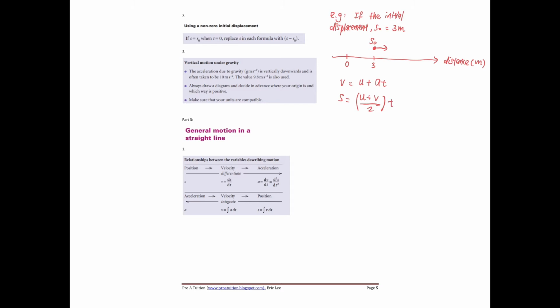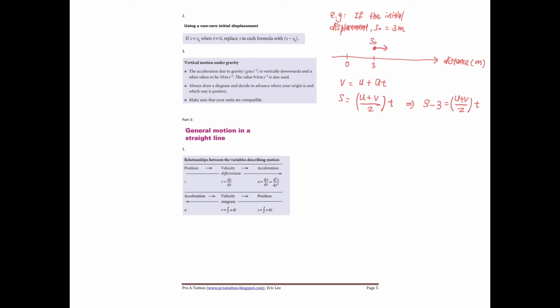Okay, so this formula, you have to change it to S minus S0 equal to U plus V over 2 multiplied with time. So the S has to change accordingly, has to change it to S minus S0.